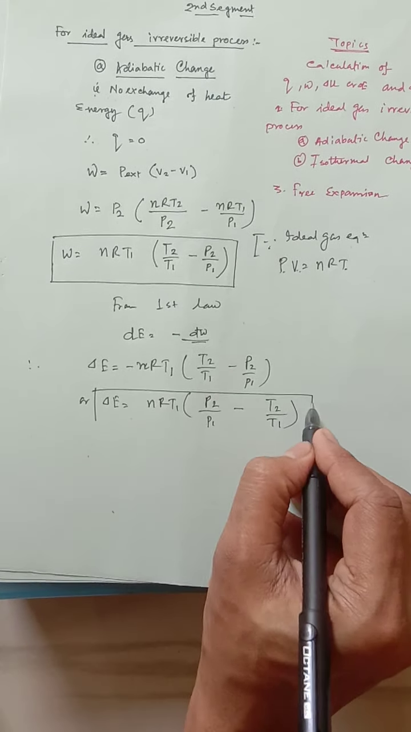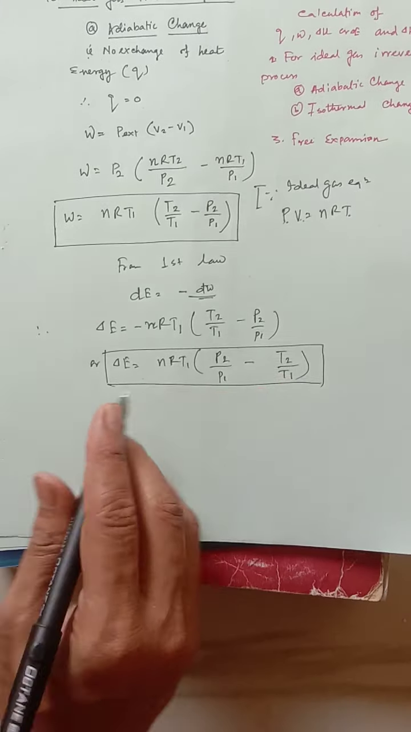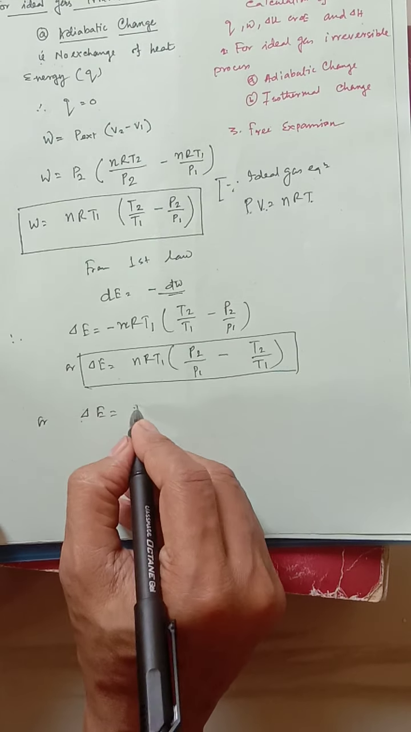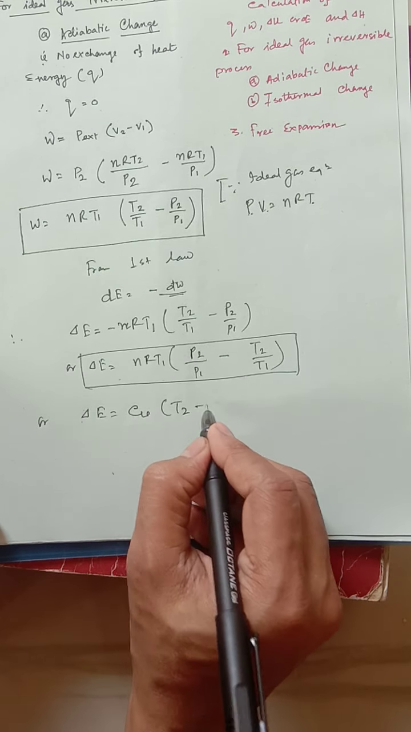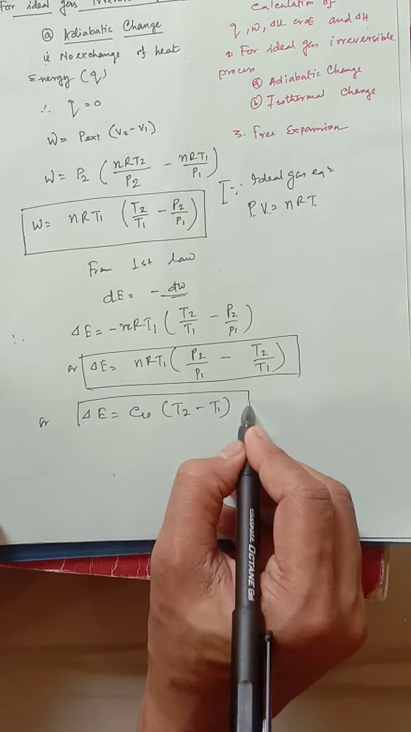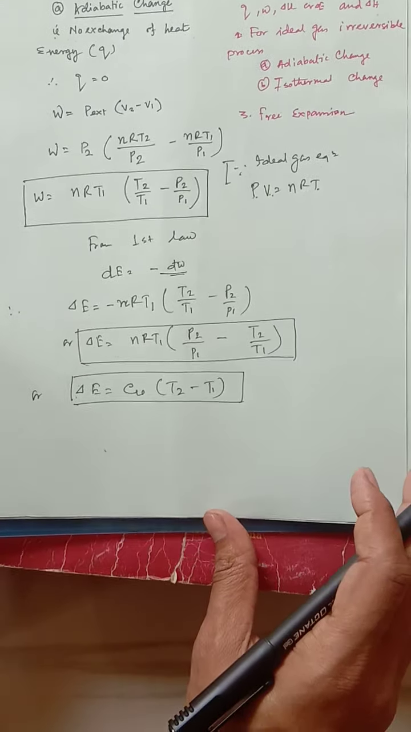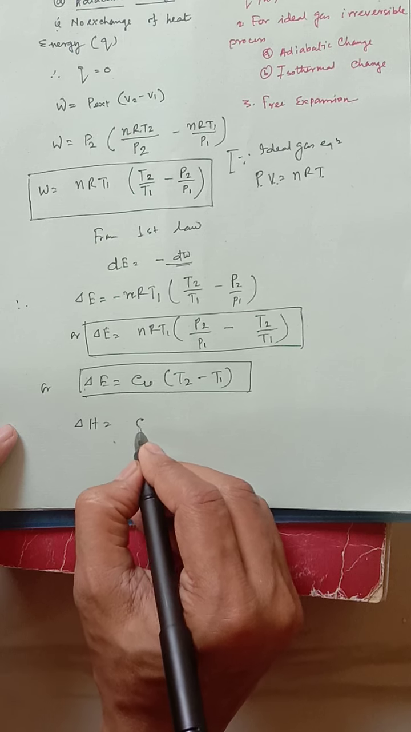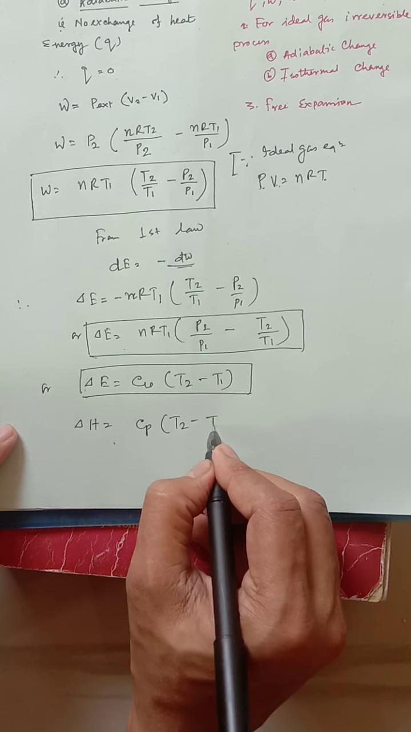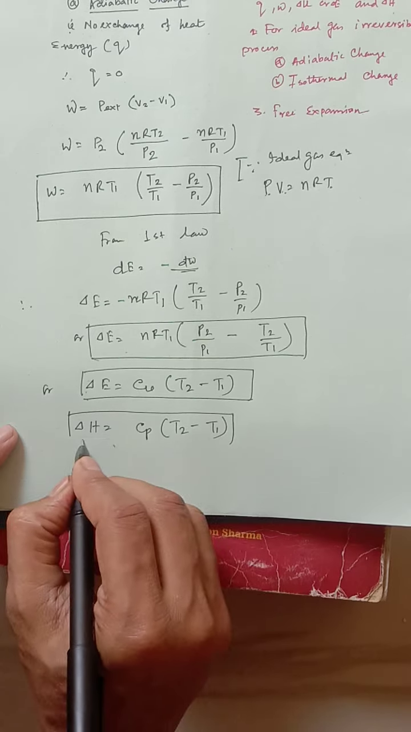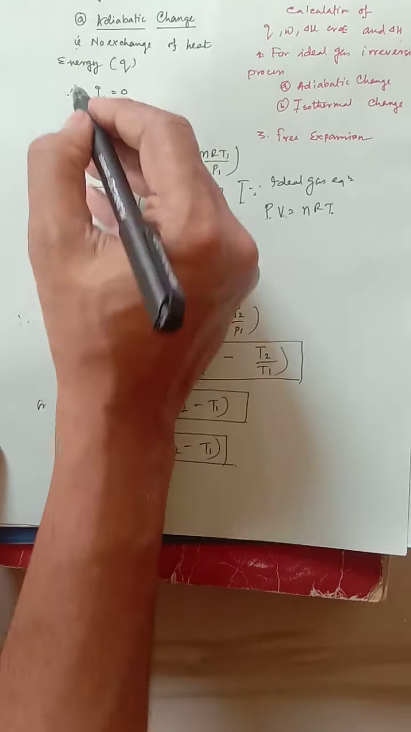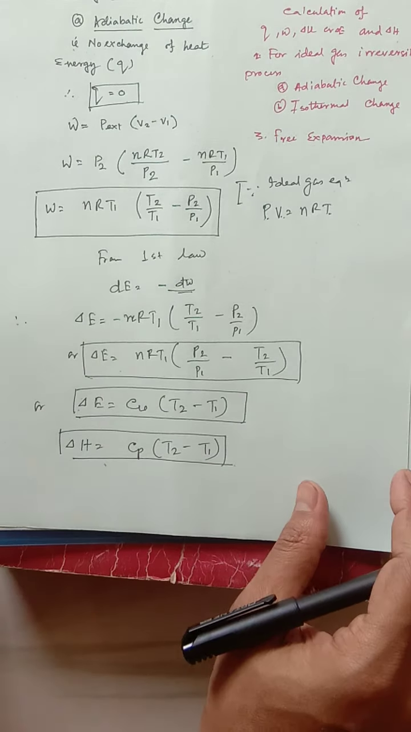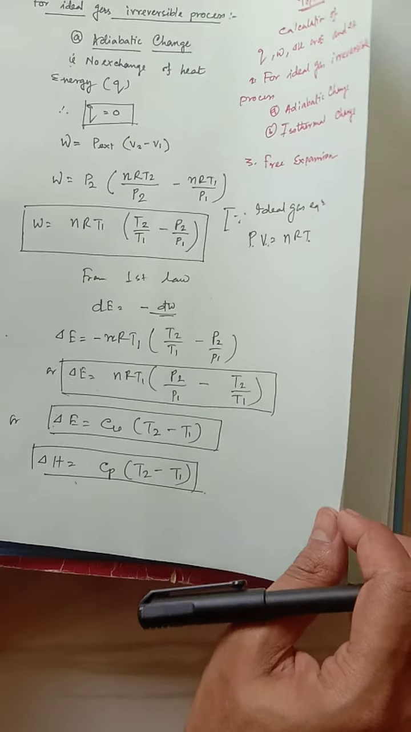So ultimately this will be the delta E value. Delta E can be calculated as I wrote earlier, delta E equals Cv dT, here Cv (T2 minus T1). We can write it this way also, and delta H equals Cp (T2 minus T1). This is the delta H value, and earlier I mentioned Q equals 0. So this is Q, W, delta E and delta H. We have calculated the values.